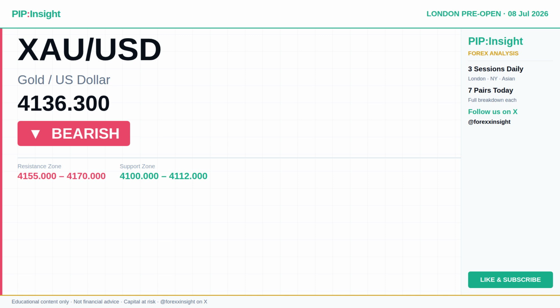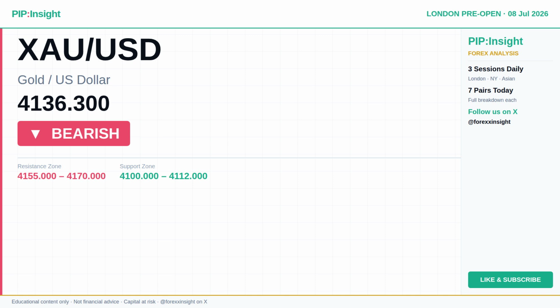Right now gold is consolidating just below the session pivot around 41.37, essentially in no man's land between two very well-defined structural levels. To the upside, the resistance zone sits between 41.55 and 41.70, that's the prior breakdown area from Tuesday's sell-off, and it's the first meaningful ceiling bulls need to reclaim. To the downside, the support zone between 4100 and 4112 marks yesterday's intraday lows and a critical structural floor. A sustained break beneath 4102 would put further downside continuation firmly on the table.